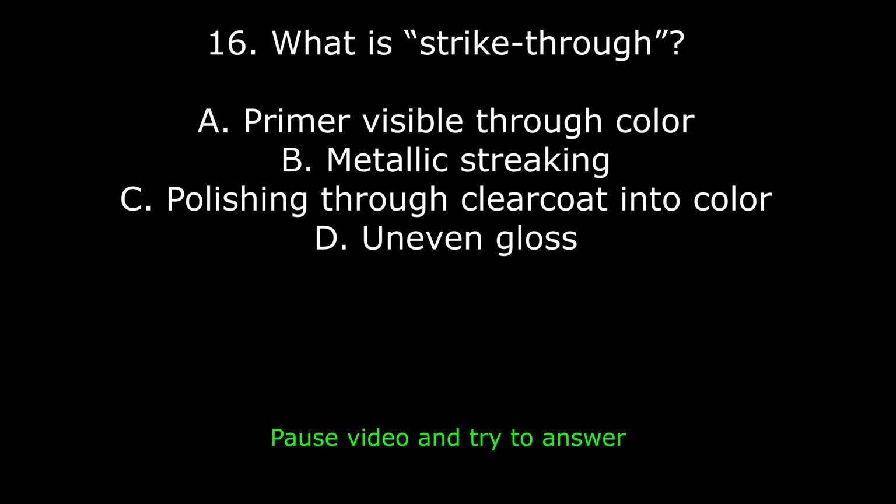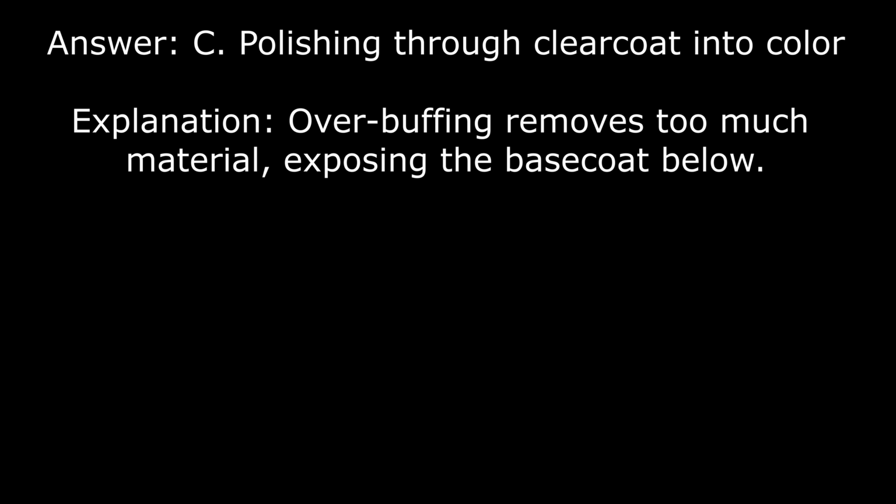Number 16. What is strike-through? A. Primer visible through color. B. Metallic streaking. C. Polishing through clear coat into color. Or D. Uneven gloss. The answer is C. Polishing through clear coat into color. Explanation: overbuffing removes too much material, exposing the base coat below.